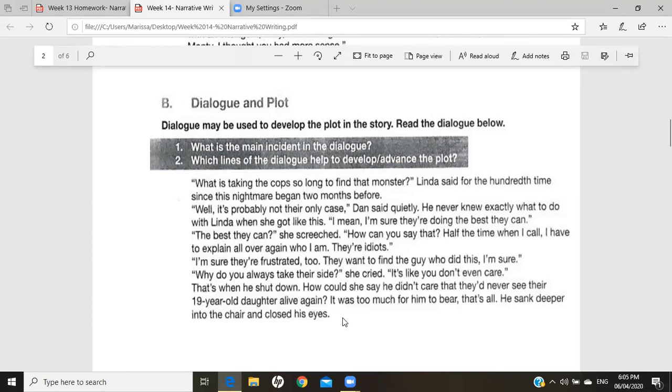Because it said, what is taking the cops so long to find that monster? So sometimes when parents are frustrated, like if someone did something to their child, maybe they would refer to a criminal as a monster. So they don't literally mean a monster here. I'm sure monster is a metaphor for a person, right? But what do you think can happen, by them saying that about the case, and they said that they don't know if they'll see the daughter alive again? What could possibly happen to the daughter?